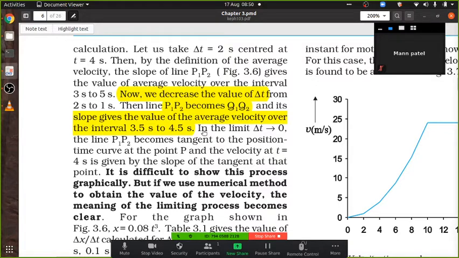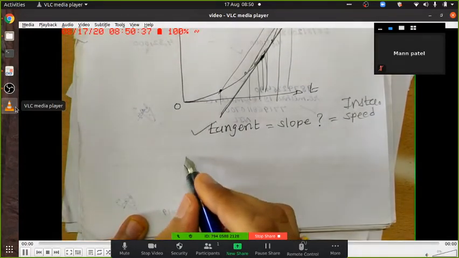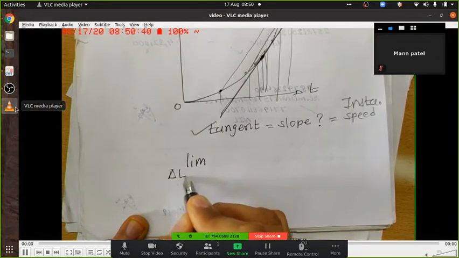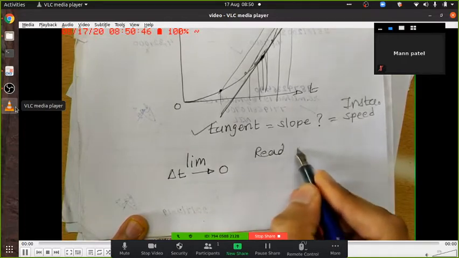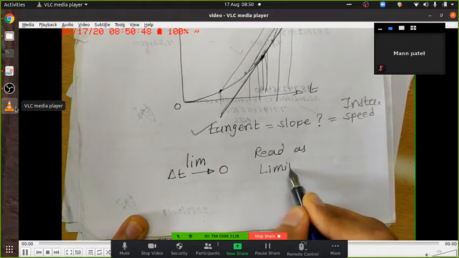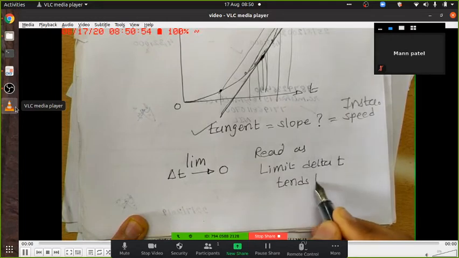Then it's very important, all of you listen carefully: in the limit delta t tends to 0. What is the meaning of this word? Limit delta t tends to 0. It is written like that. We write symbolically delta t tends to 0. You will read it as limit delta t tends to 0. This is how you will read it.